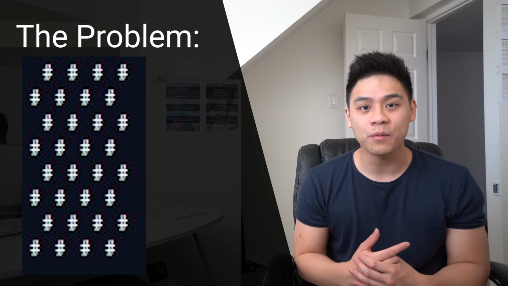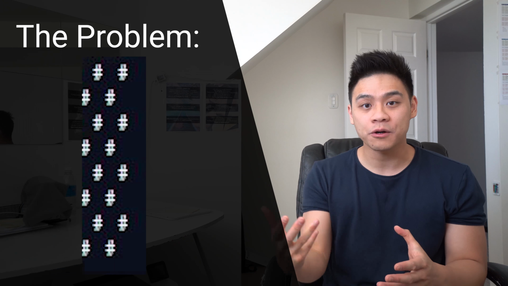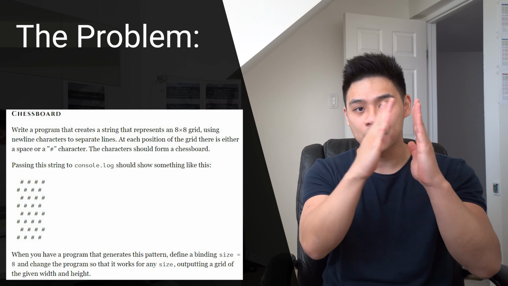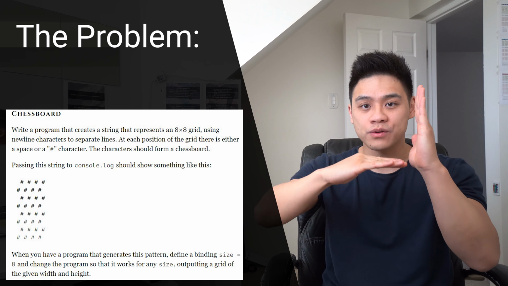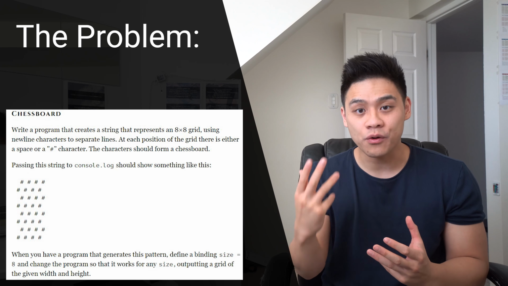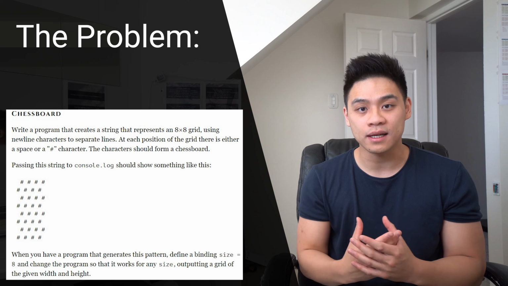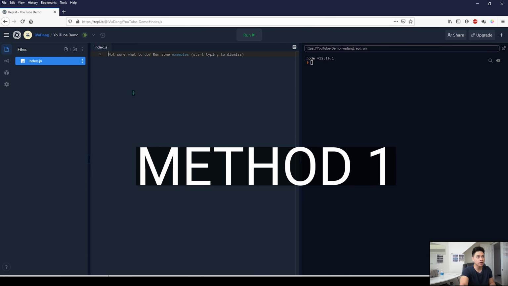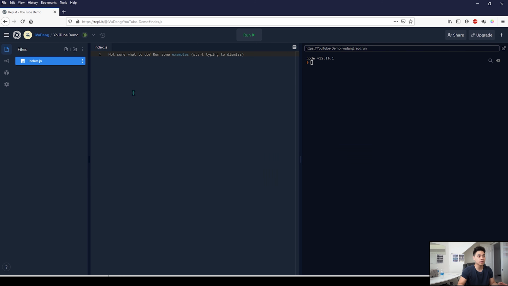So for the problem, we want to output the following result. We want to create an 8x8 grid, so 8 columns across and 8 rows top to bottom. And for each row and column, we want to alternate between space and a hashtag. So let's start with our first solution, the one provided by the textbook.